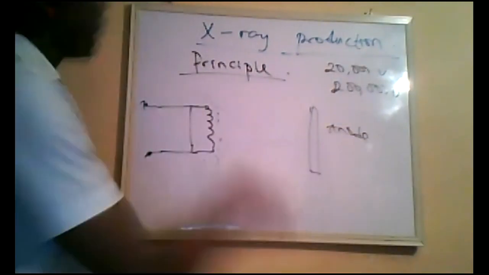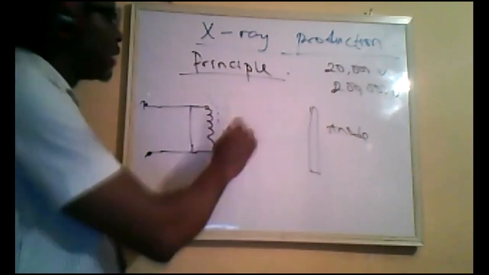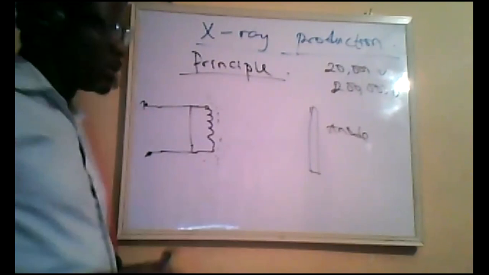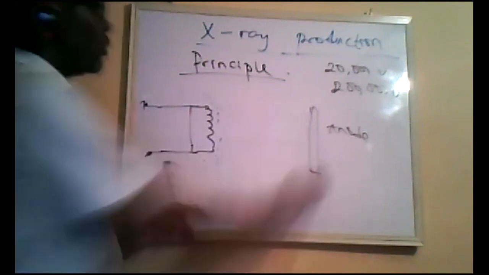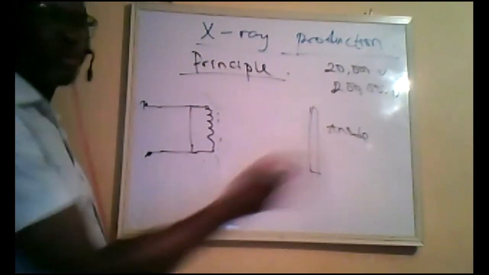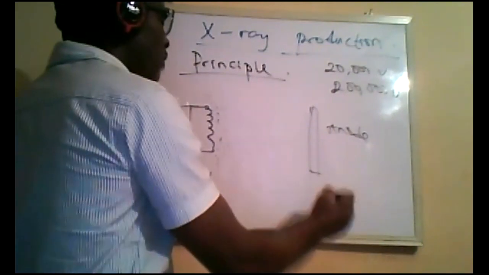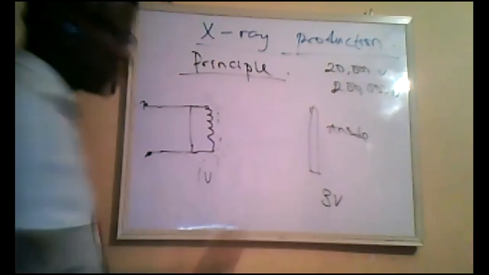If you don't apply any potential between here and here, nothing happens. The electrons will just be here. They'll just percolate around here. Nothing happens. But immediately you apply a voltage between these 2 points, let's say you keep this one at a voltage of 1 volt and this one at a voltage of 3 volts, the potential difference is 3 minus 1, which is 2 volts.